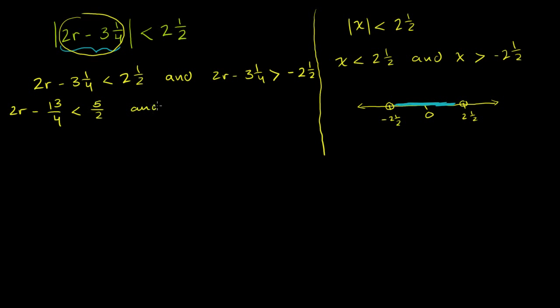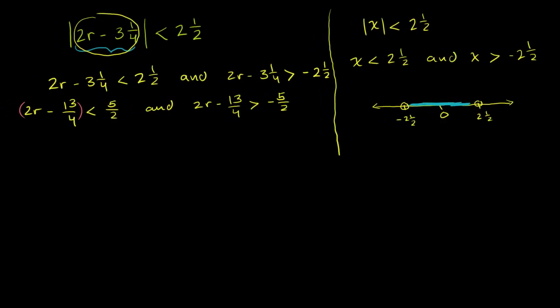And then the second equation, and do the same thing here. We have 2r minus 13/4 has to be greater than negative 5/2. All right, now let's solve each of these independently. To get rid of the fractions, the easiest thing to do is to multiply both sides of this equation by 4. That'll eliminate all of the fractions. So let's do that.